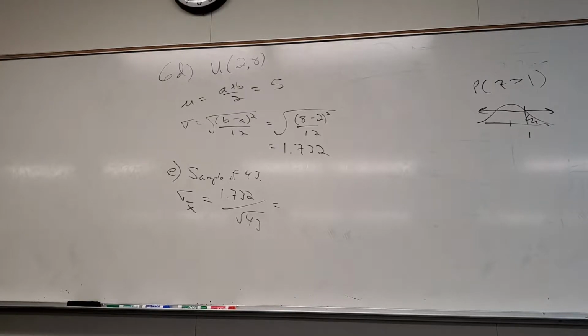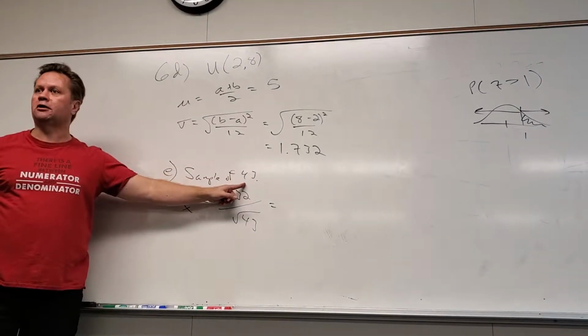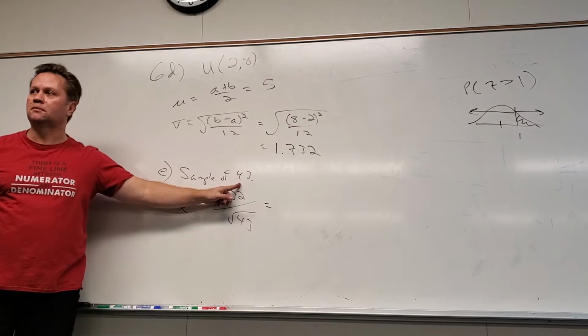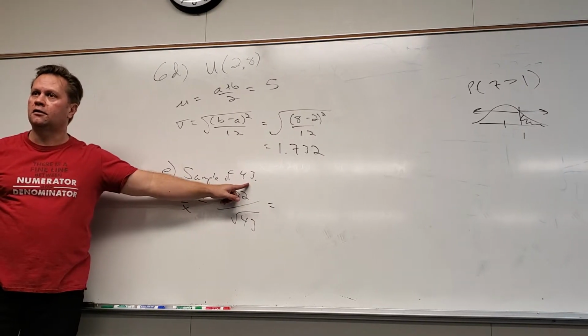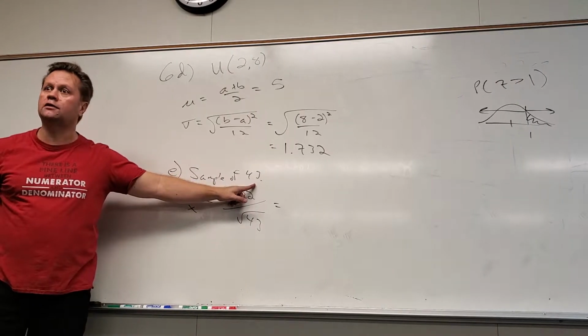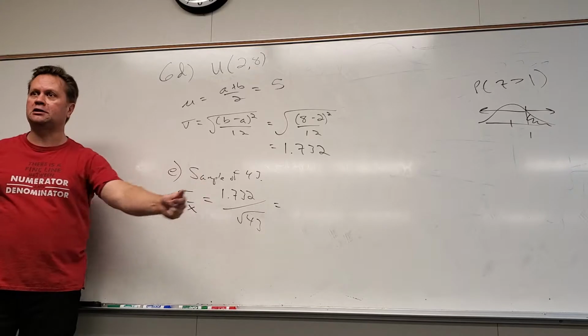Now number 6 is what kind of distribution? Uniform. Part E, I take a sample of 43. What does that make it become? What kind of distribution is it, because the sample size is bigger than 30, so now I'm dealing with a normal curve. I can make z-scores and look them up.